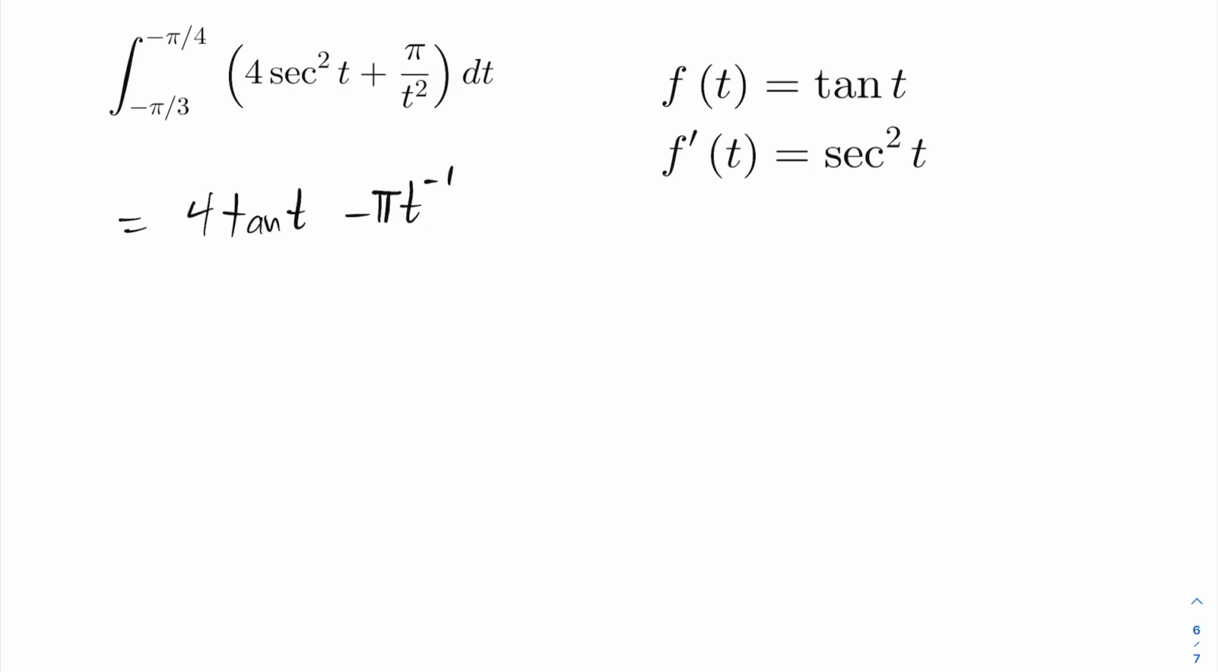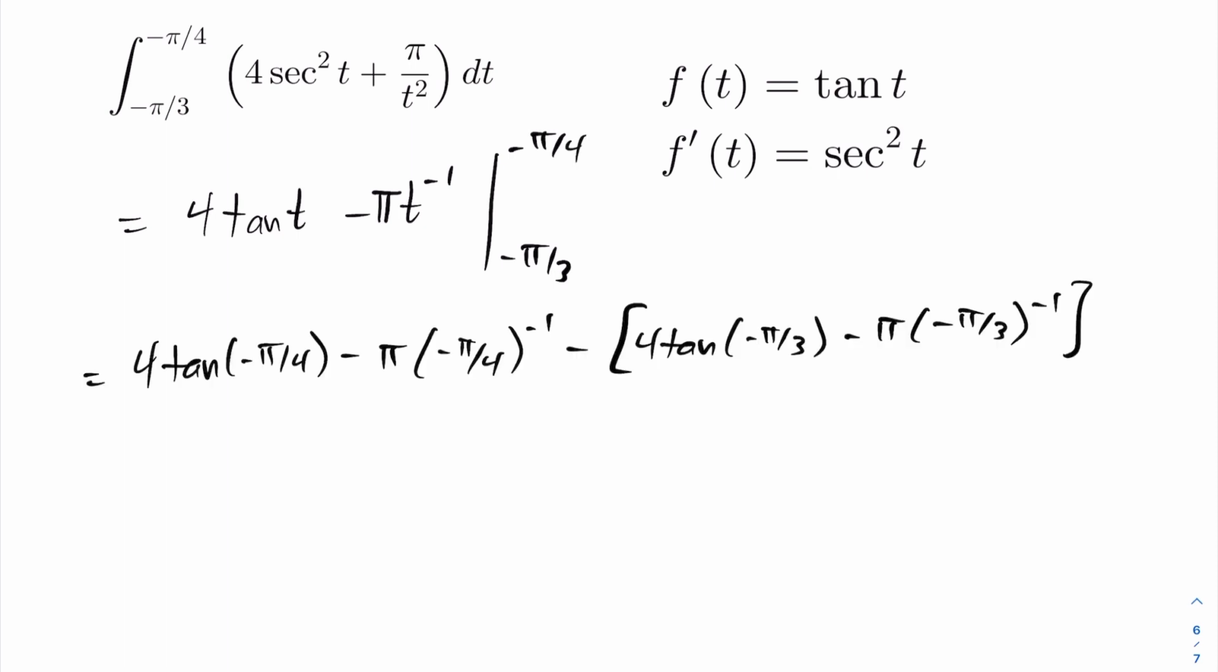So we're going to go ahead and evaluate this from negative pi over 3 to negative pi over 4. And this gives us the following. So I evaluated the function at negative pi over 4, and then at negative pi over 3. Let's take a look at our unit circle to find the tan of negative pi over 4 and the tan of negative pi over 3.